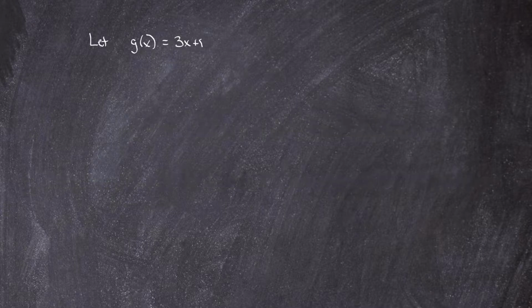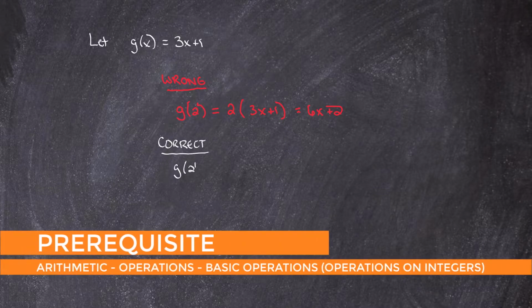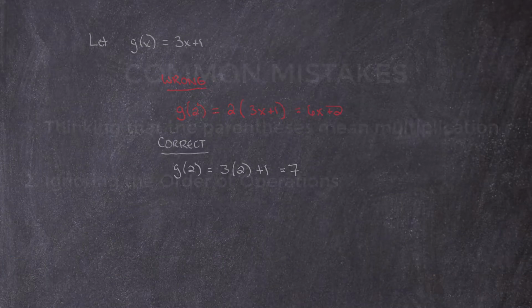I've already mentioned that the parentheses in function notation do not imply multiplication. However, it needs to be stated again. I see it all too often when a student is asked to evaluate something like g of 2, that they take the function and multiply it by 2, resulting in 6x plus 2 in this case. If you're being asked to evaluate g of 2, this means plug 2 in for x in your function. Your answer should not have an x in it anymore. The true answer is 7.